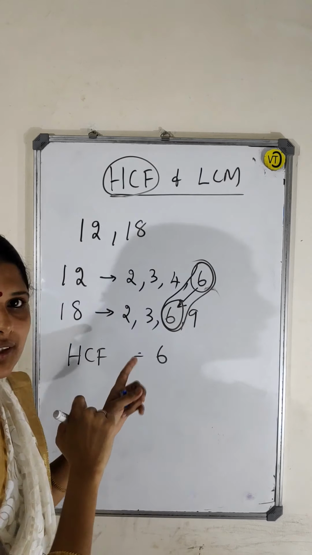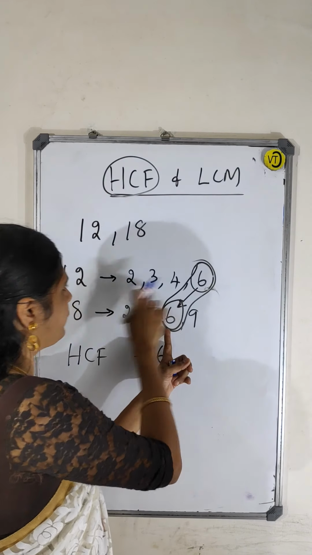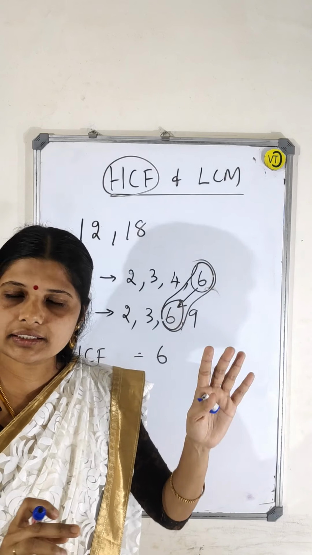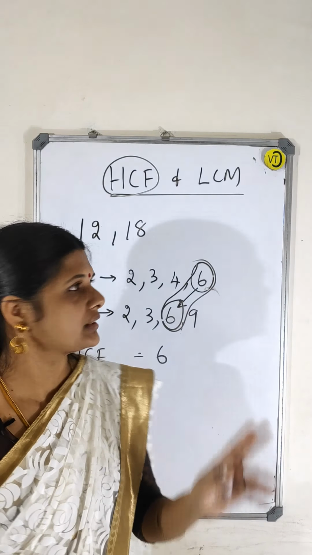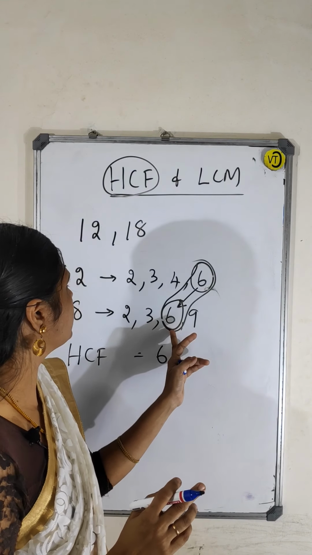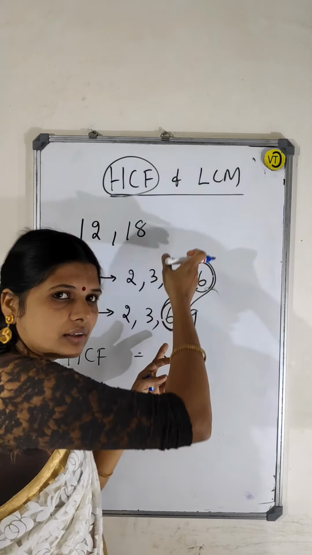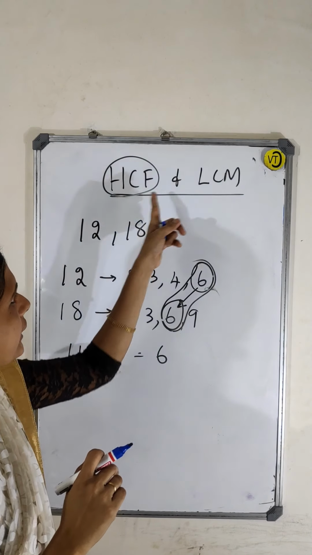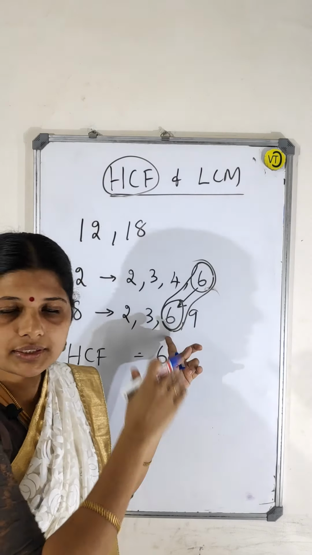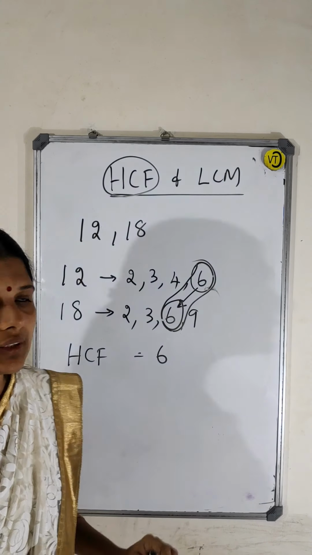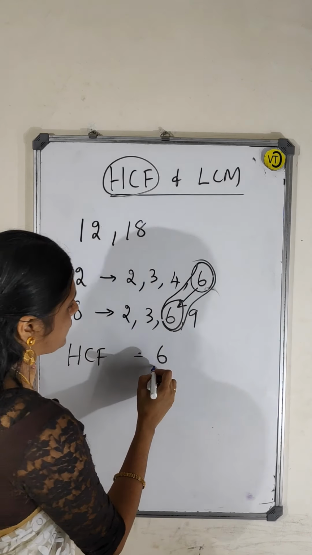This is the highest common factor. Highest means the biggest number, the greatest. I have checked it. Common means what? It is common. Through factors, I am getting the common numbers in the factors, the highest one. So HCF is equal to 6.